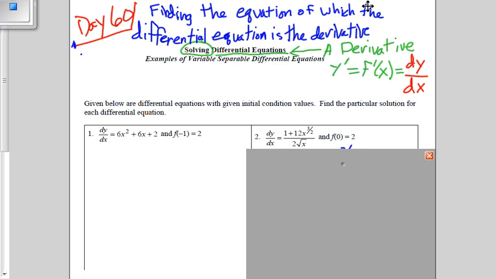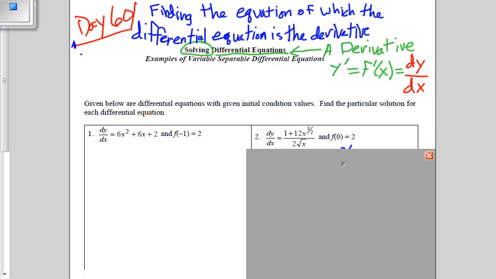So we're finding the equation of which the differential equation is the derivative. So we're starting with the answer and we're working backwards to go through, and we're undoing the derivative to get back to the function. And a differential equation is just a derivative. We know that as y prime, we know that as f prime of x. For this stuff, we're going to focus on dy/dx. Okay?